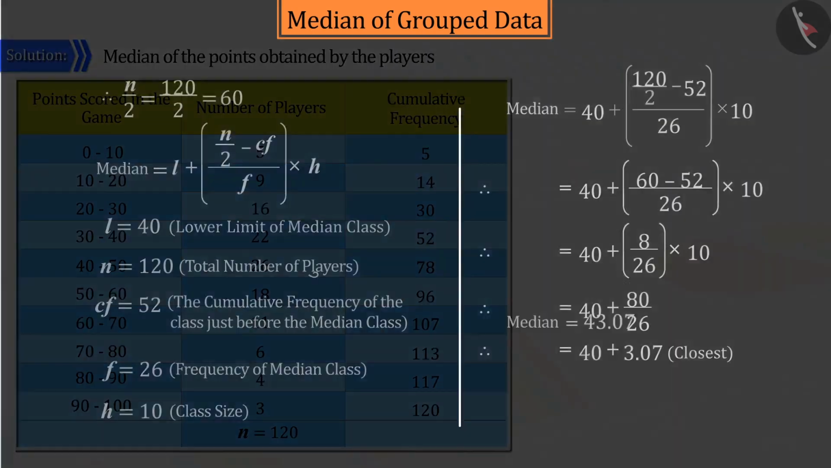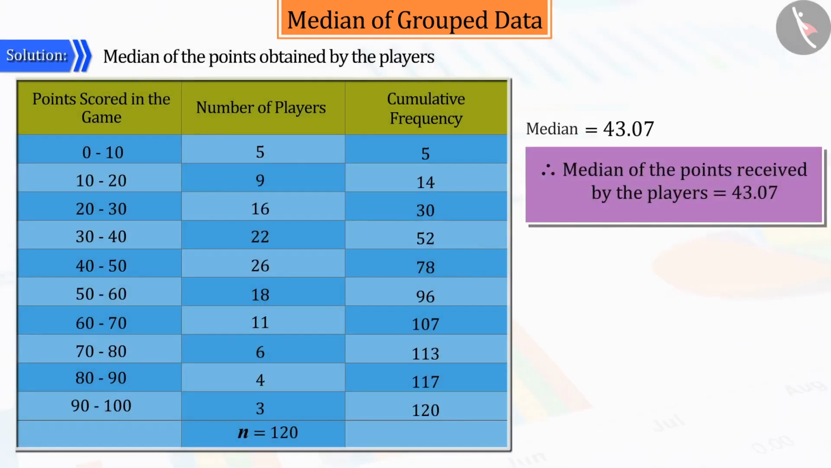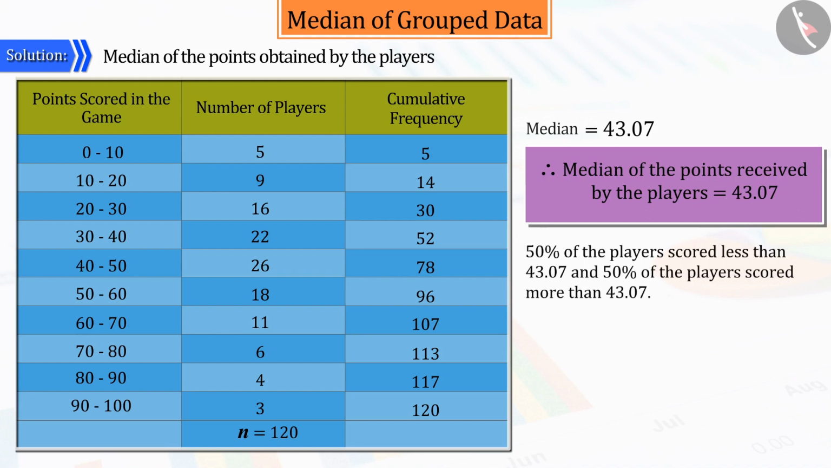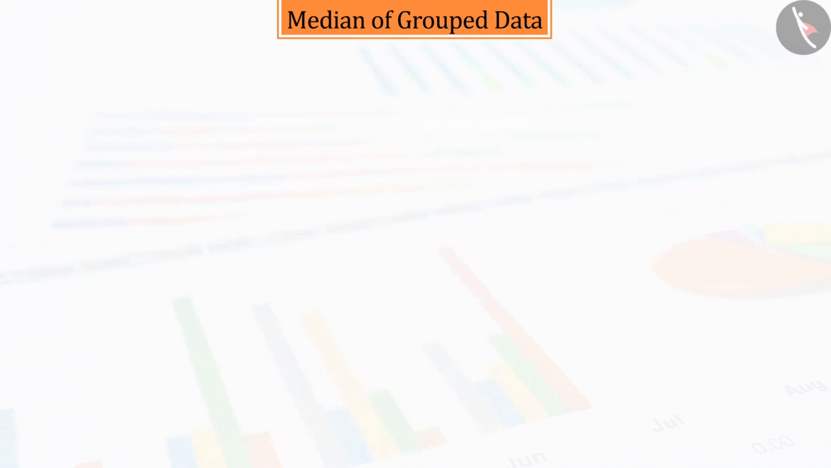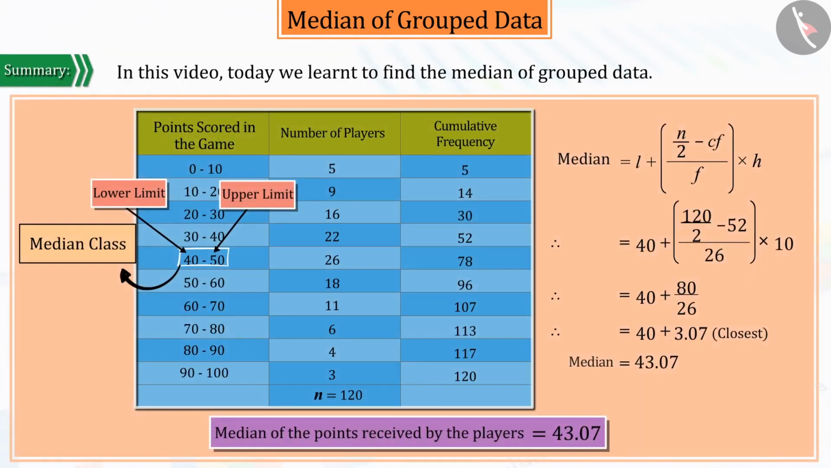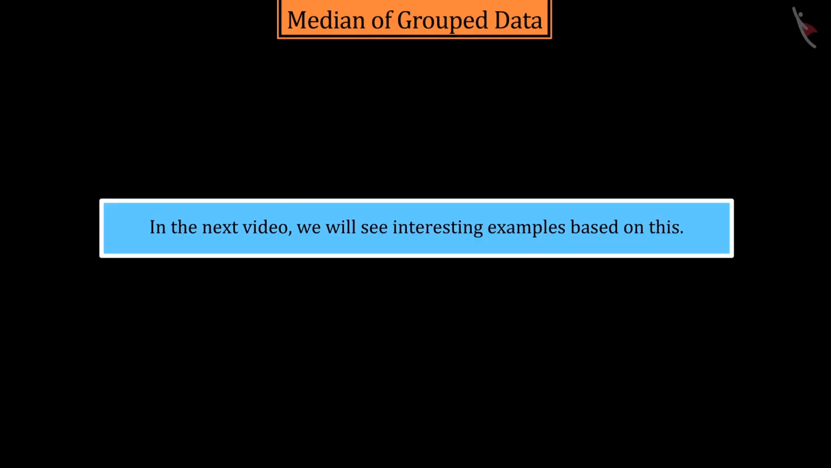So we can say that the median of the points obtained by the players is 43.07. This means that approximately 50% of the players have got points less than or equal to 43.07, and the remaining 50% of the players have got points more than or equal to 43.07. In this video, today we learned to find the median of grouped data. In the next video, we will see interesting examples based on this.